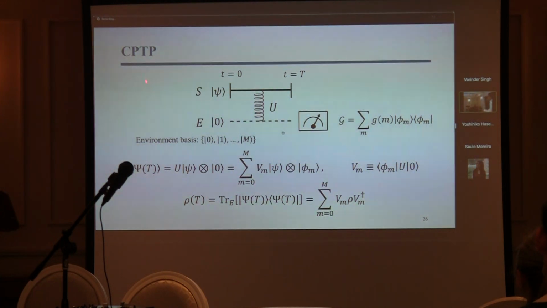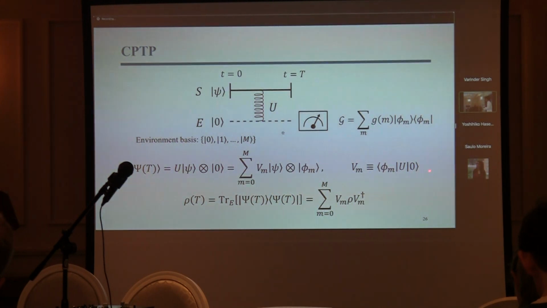So this is a CPTP, and because this G is a Hermitian operator, we can eigendecompose it, where Gm is the eigenvalue and phi m is the eigenvector. Then the time evolution of the whole state, including both S and E, can be given by this one, and by introducing an operator given by this one, this is a Kraus operator, the whole state after the interaction can be represented by this expression.